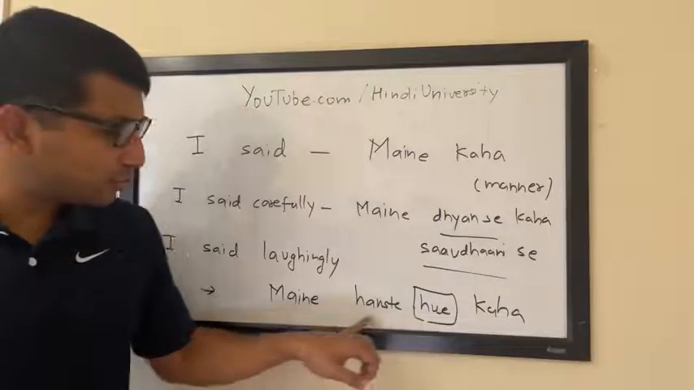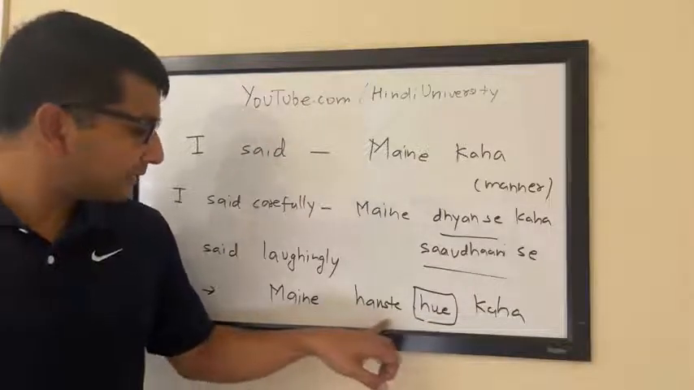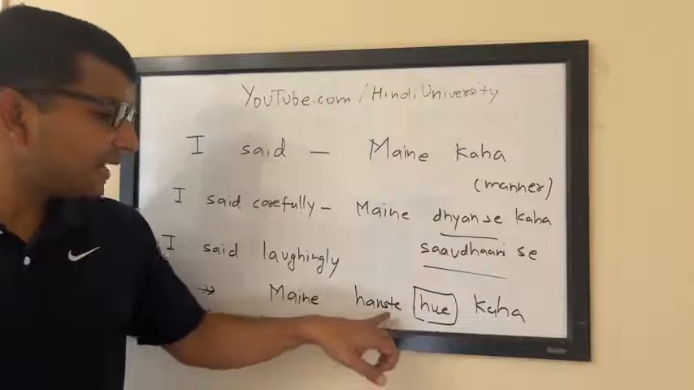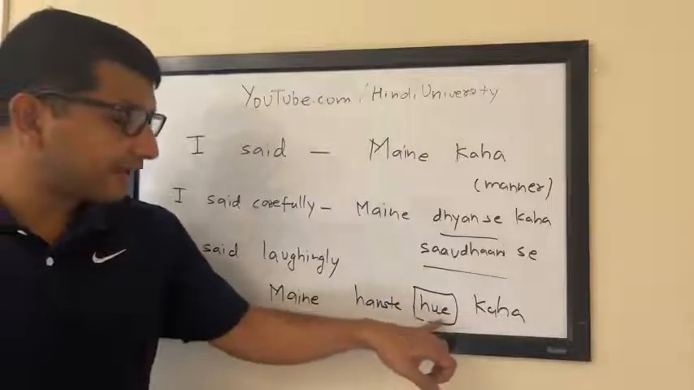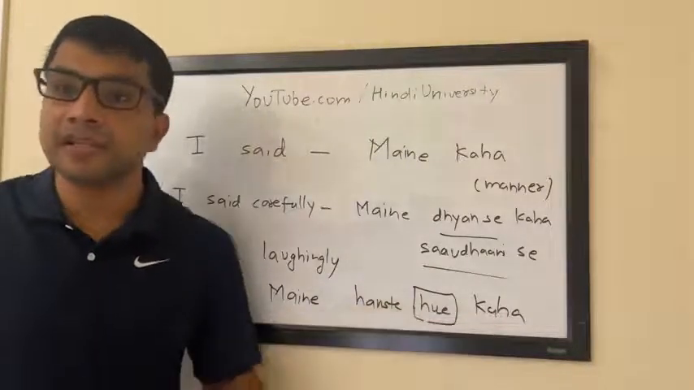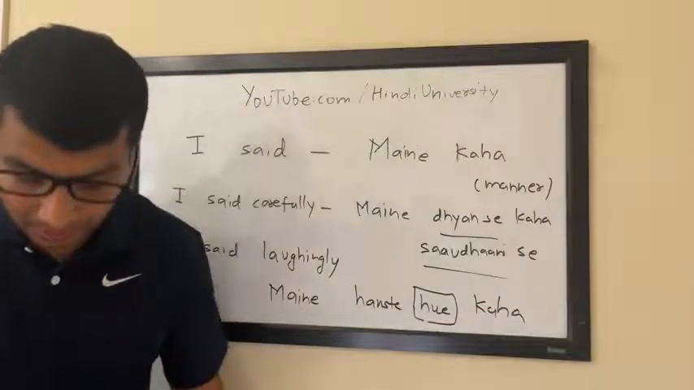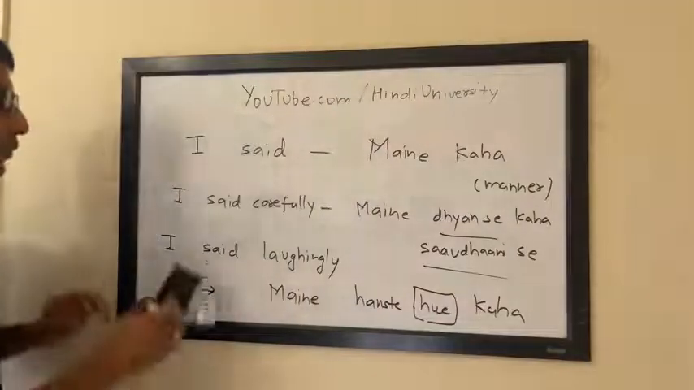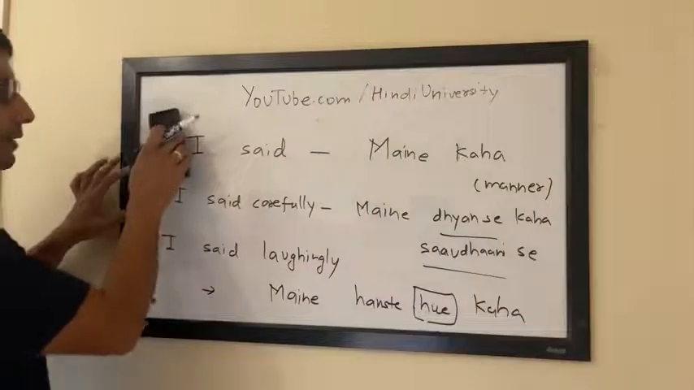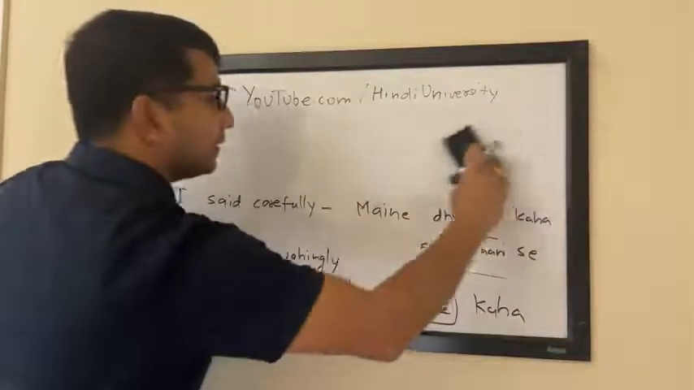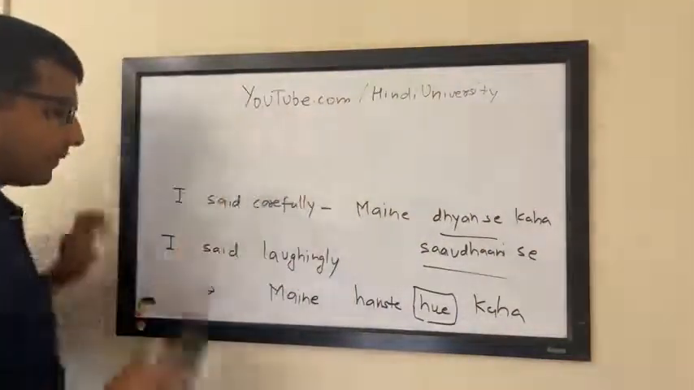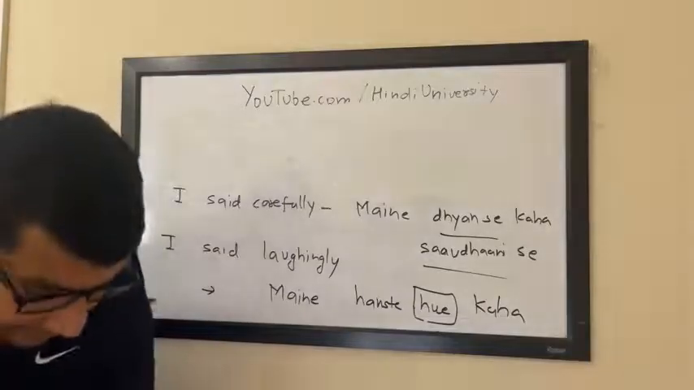Okay? So you conjugated this correctly, right? मैंने हंसते, and then after that, it's always हुए. मैंने हंसते हुए कहा. Let's look at more examples because one may not do the trick here. Okay, so I said laughingly, मैंने हंसते हुए कहा.